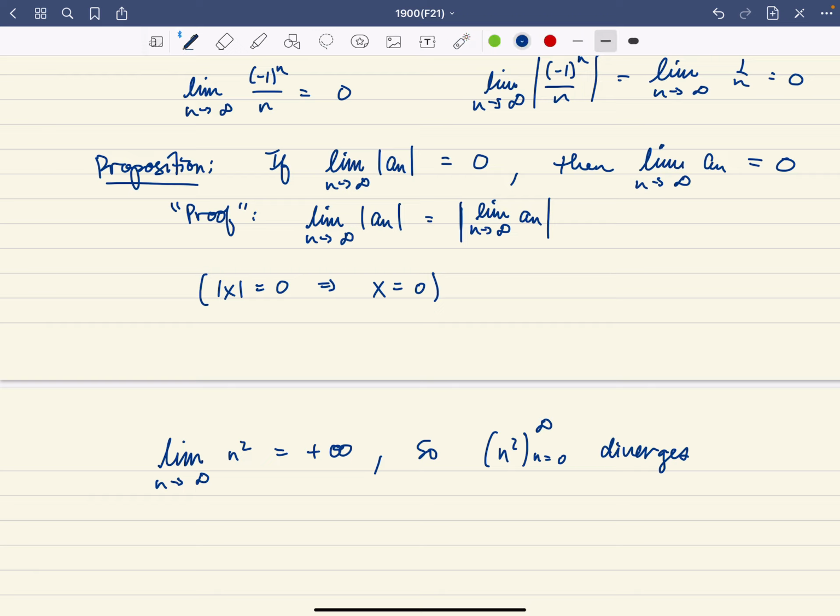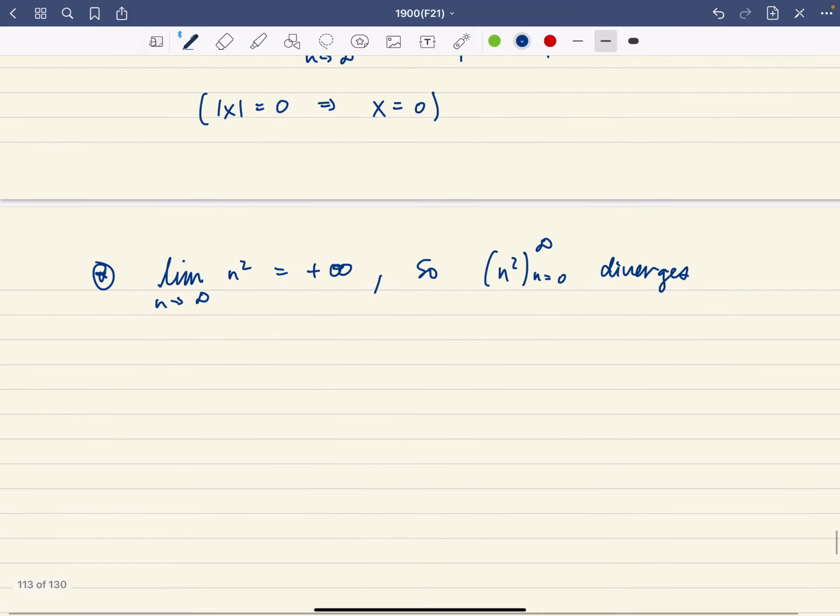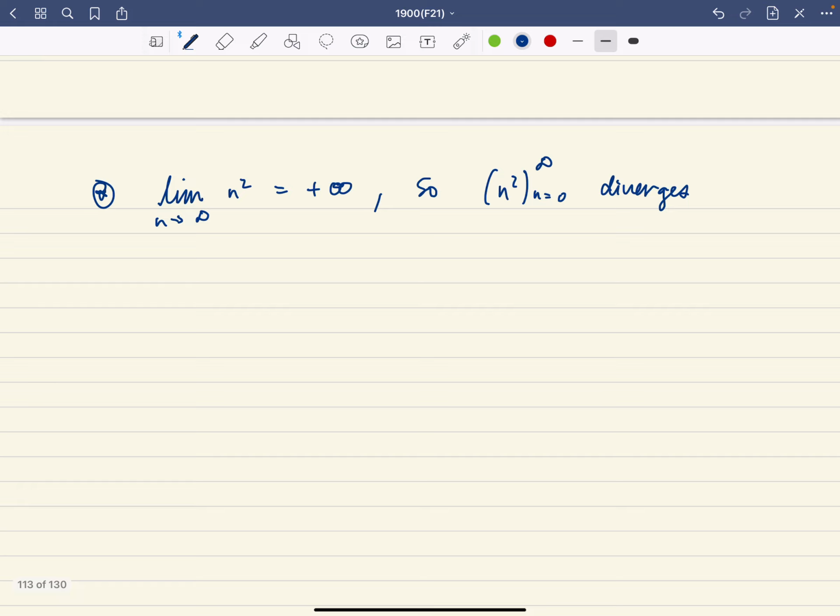So that's that. Now there's one thing that I think is important to talk about, and that's the relationship of the limit of a sequence to the limit of a function.